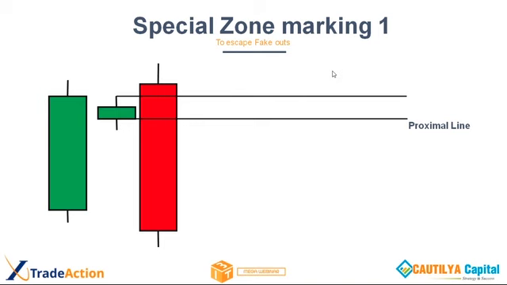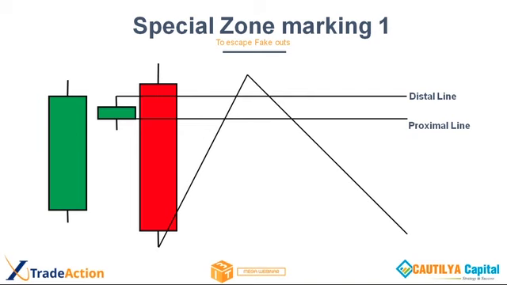Now, there is a proximal line and there is a distal line. Correct, friends? Now, let's say price comes and breaks the distal line and reflects back. What do I do? My stop loss is hit. And why did the price break the distal line? Try to understand the simple thought process. This will clarify all your doubts.